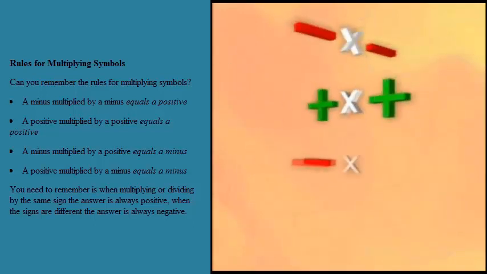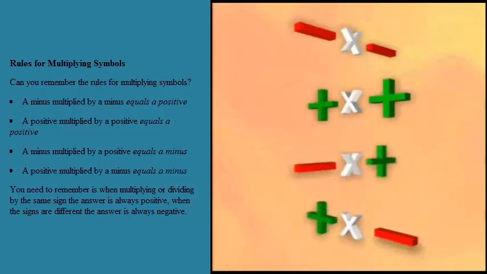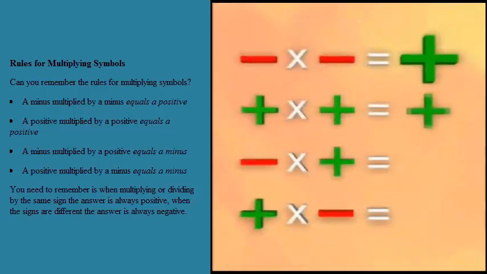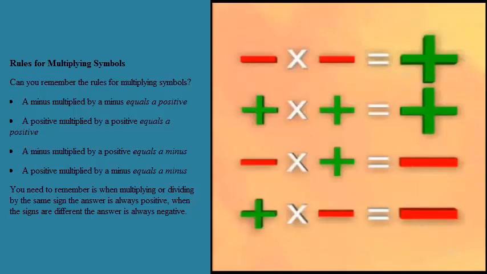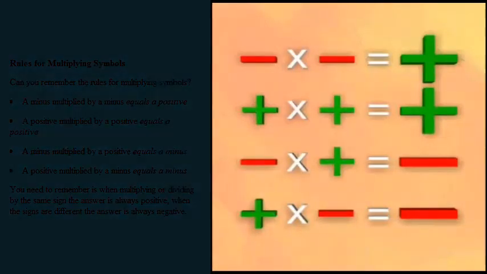All you need to remember is when multiplying or dividing by the same sign, the answer is always positive. When the signs are different, the answer is always negative.